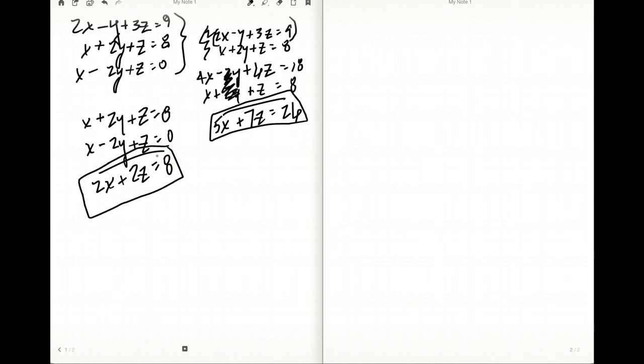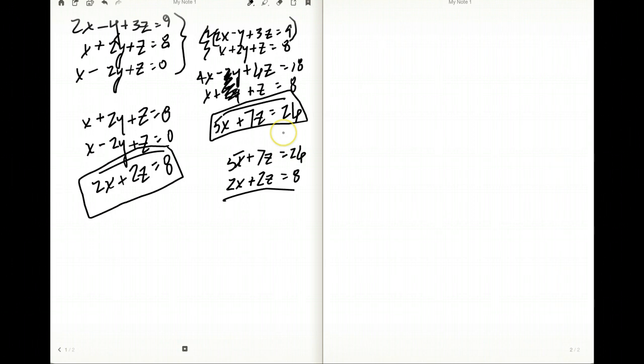Okay, so I got rid of the y's. So now I'm going to take my 2 equations. Let's just write them right here. 5x plus 7z equals 26, and 2x plus 2z equals 8. Okay, can't add them though, because I don't have common numbers there. So I'm going to have to figure some things out.